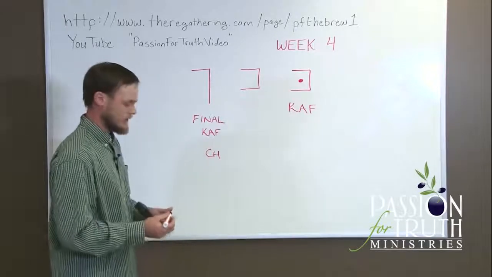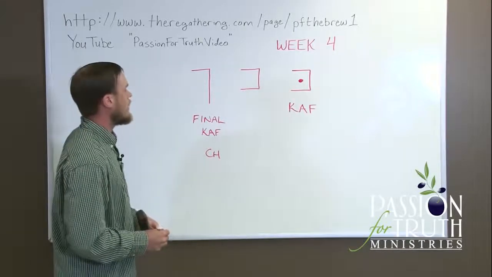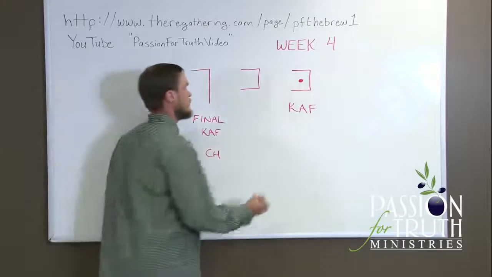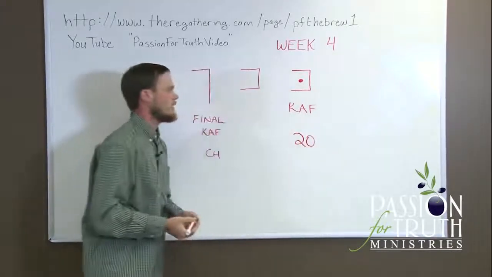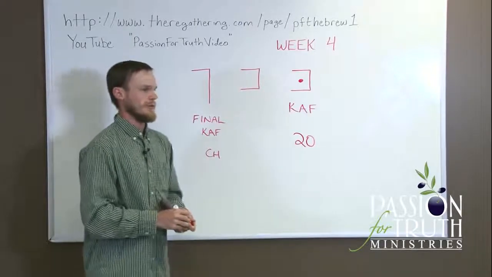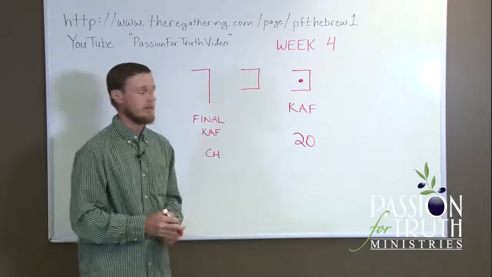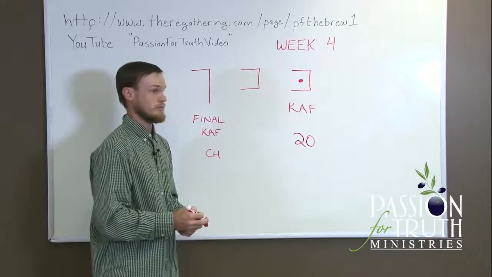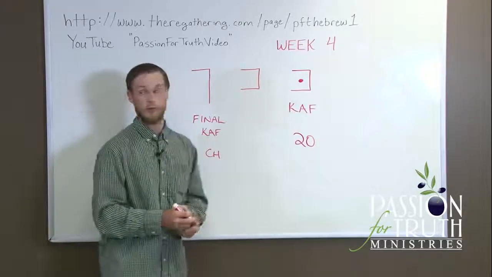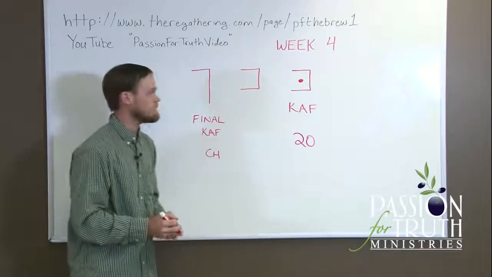Okay, kaf is the 11th letter. Its numerical value is 20. Aleph is 1, Beit 2, all the way up to Yod, which is 10. And then when we get up to 11, we just start jumping by tens. So kaf is 20 after Yod being 10. Okay?